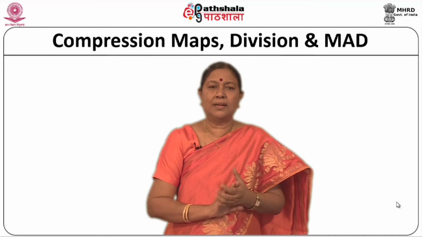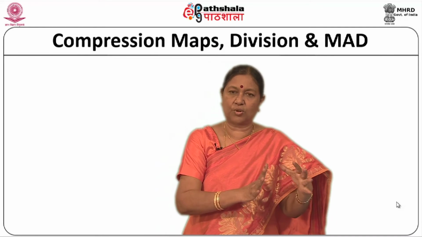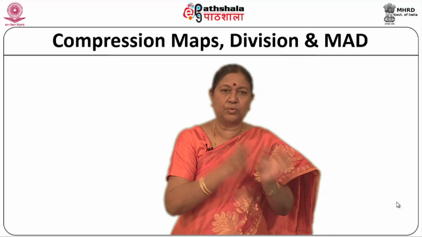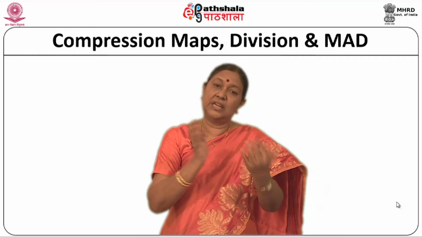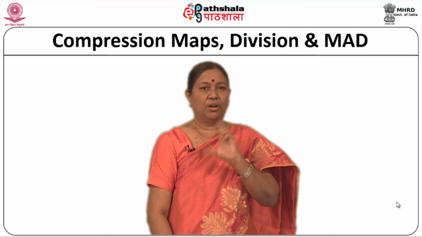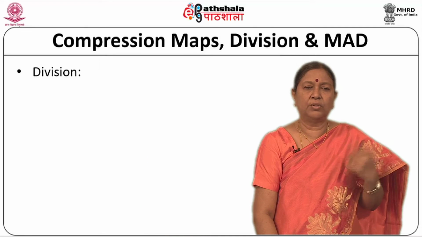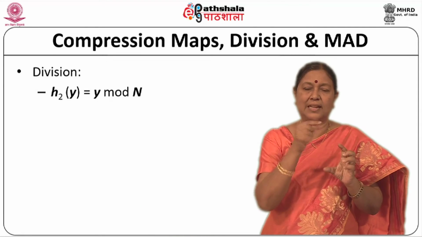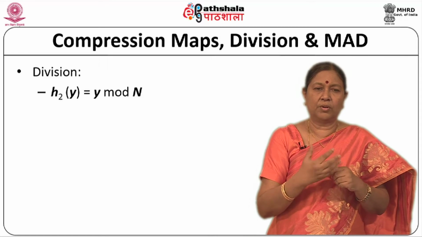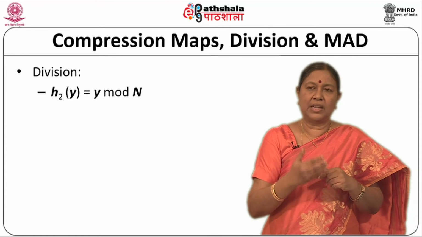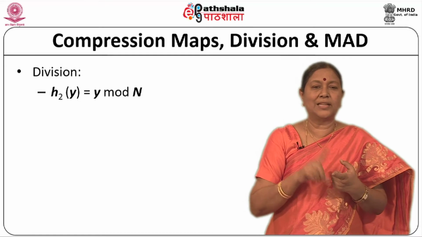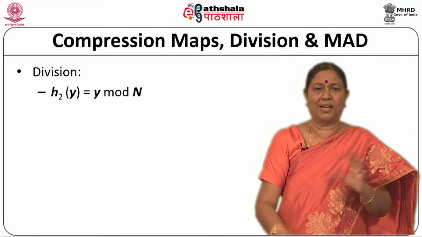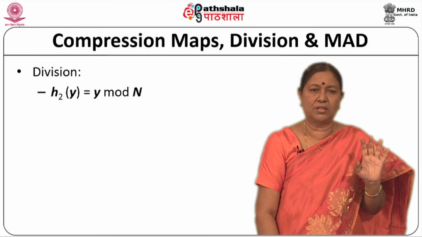Now let us look at compression maps. What we saw was the hash code map, converting the keys to integers. Now we have to convert the integers into the range 0 to m minus 1. So you can do division, h2(y), the second component of the hash function. Remember the input is an integer y. So h2(y) = y mod n. This is a very common operation, called division.